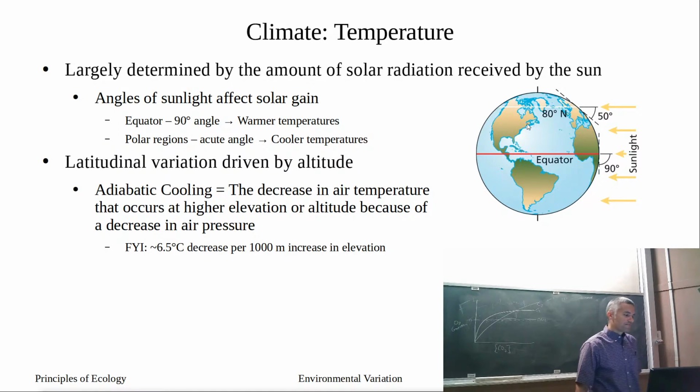How much cooler is also affected by our altitude. So the higher up you go, the higher up in altitude, the cooler your temperature. So go up a mountain, it's going to get colder. Why? It does so through a process called adiabatic cooling. So a decrease in air temperature that occurs at higher elevation or altitude because of a decrease in air pressure.